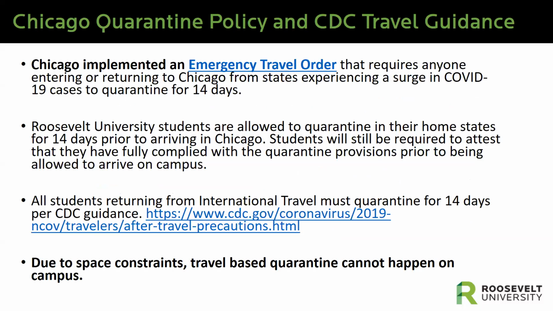travel order for any students who are coming to Chicago from a surge state. And the link there will tell you whether or not you're in a surge state or not. If you're coming from one of those states, Chicago has updated the order to allow for students to quarantine in their home states for 14 days prior to arriving in Chicago.